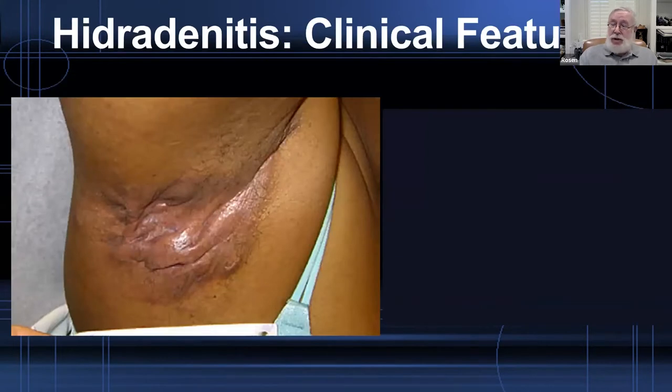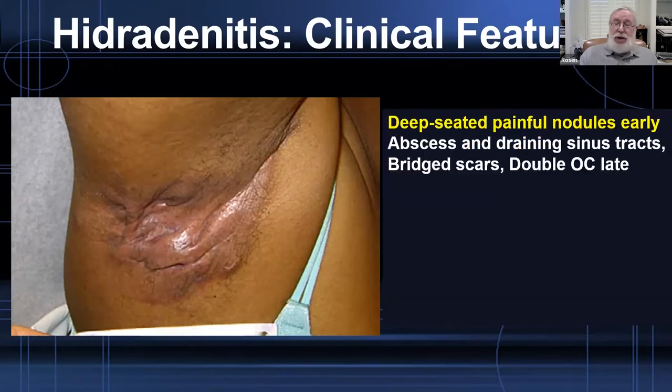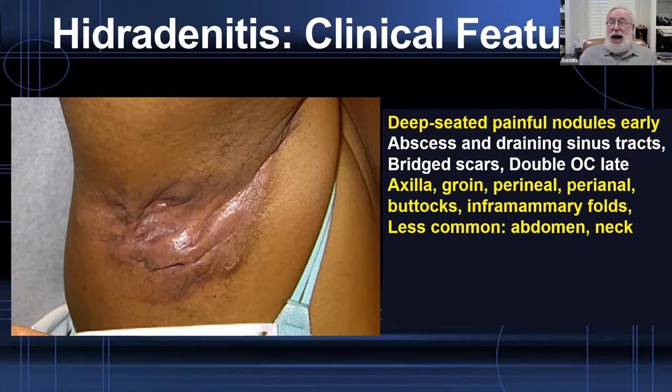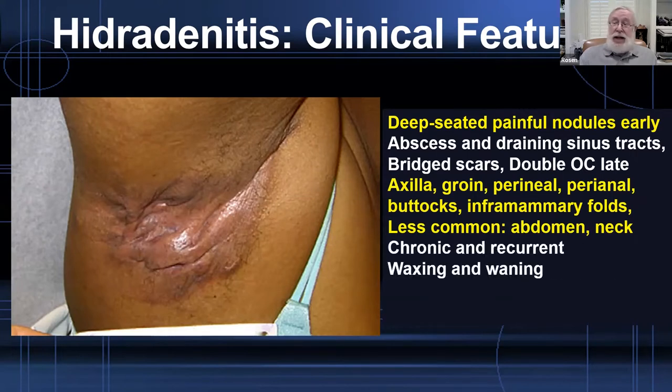Clinical features, I'm just going to review very quickly. You're familiar, deep-seated painful nodules, which ultimately connect. So they're draining sinus tracts, abscesses, bridging scars between areas of involvement. Late, there may be double open comedones. This involves typically axilla, groin, perineal area, perianal area, the buttocks, the inframammary folds, and much less commonly, the actual abdomen and the neck, but it can be very widespread. It's chronic, recurring, waxing, and waning.